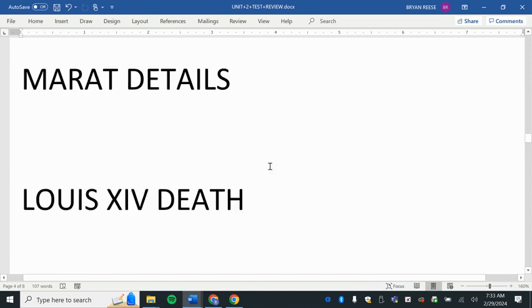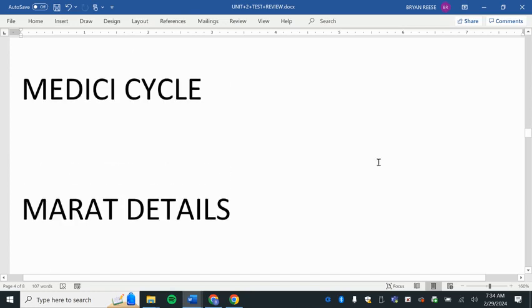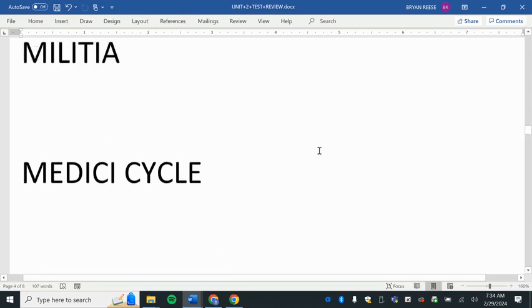There's a question on the test about the death of Marat painting. There's a question on the test about the Medici cycle. Those 24 paintings in that room that were commissioned by Marie de Medici, the Queen of France. She commissioned them by Rubens. There'll be a question about that on the test. Basically, why did she commission those?